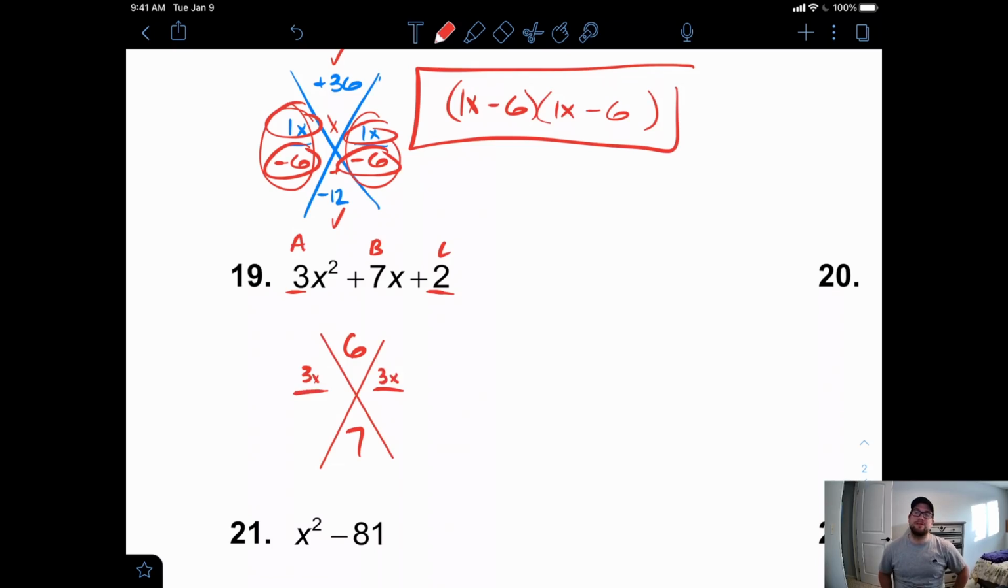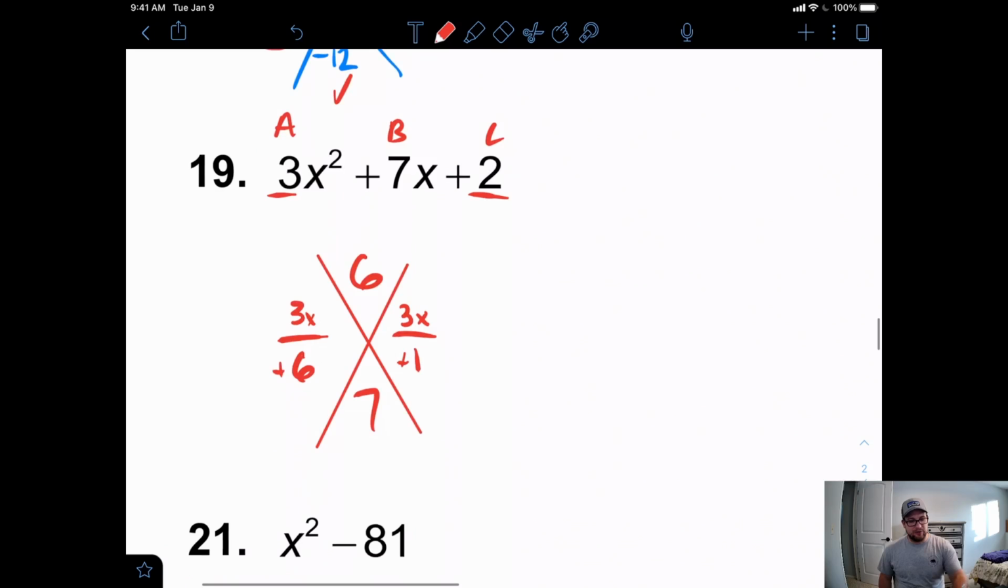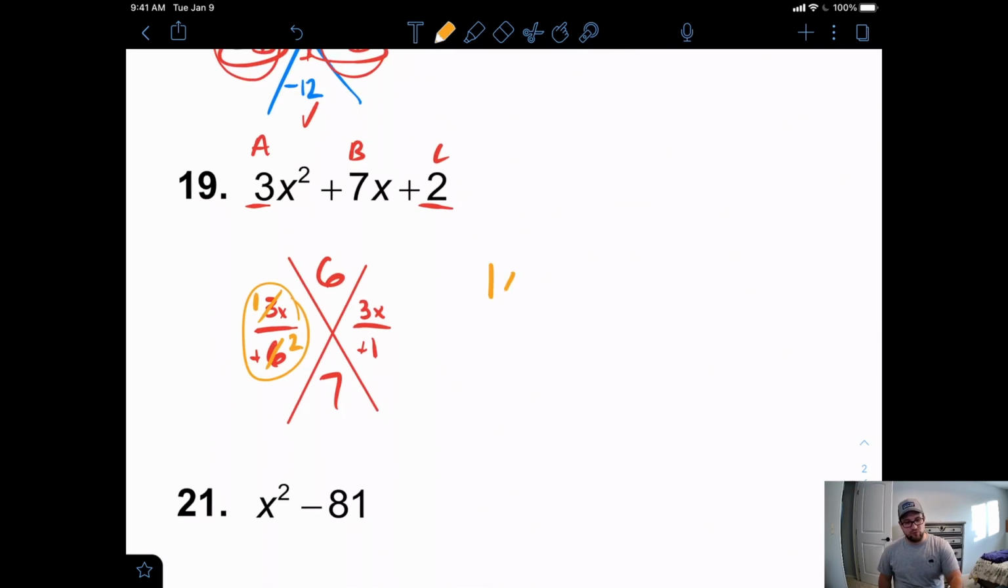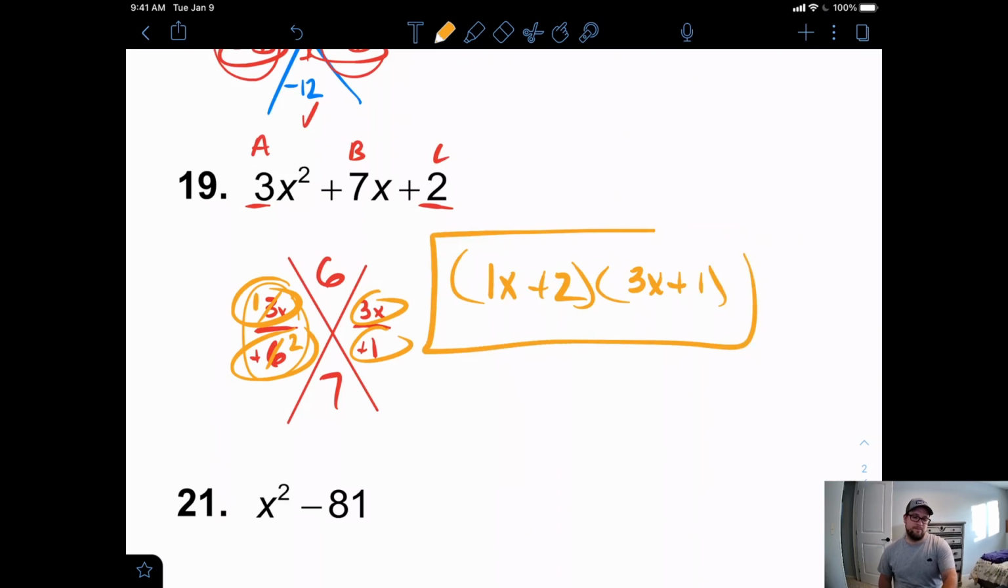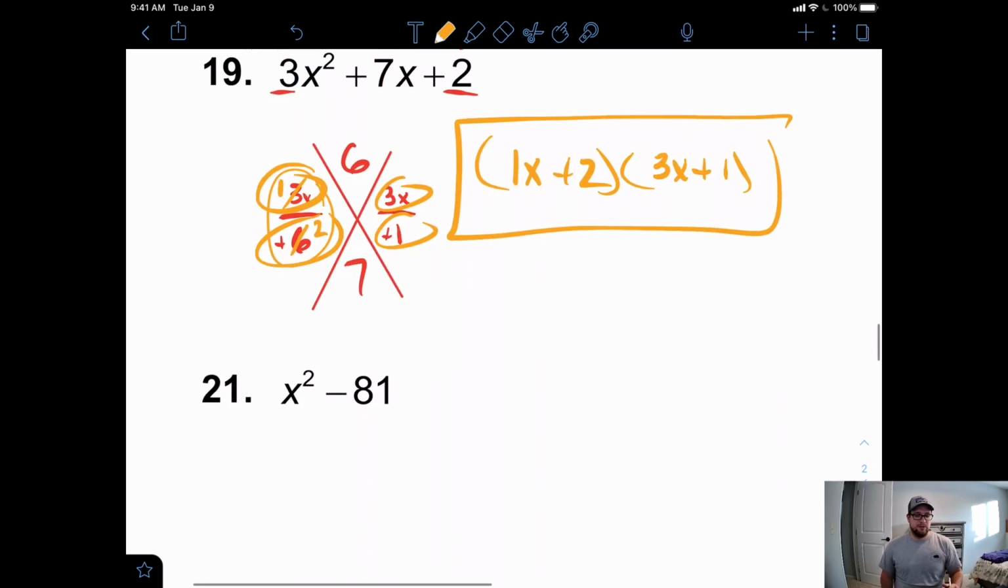We need two numbers that multiply to be 6 and add to give us 7. I believe those two numbers would be 6 and 1, and both of those can be positive here. Now, when I look at this, notice how this fraction, I can reduce it. 3 goes into 3 one time, 3 goes into 6 two times. So I can make this into 1x plus 2 times 3x plus 1. And we're done.